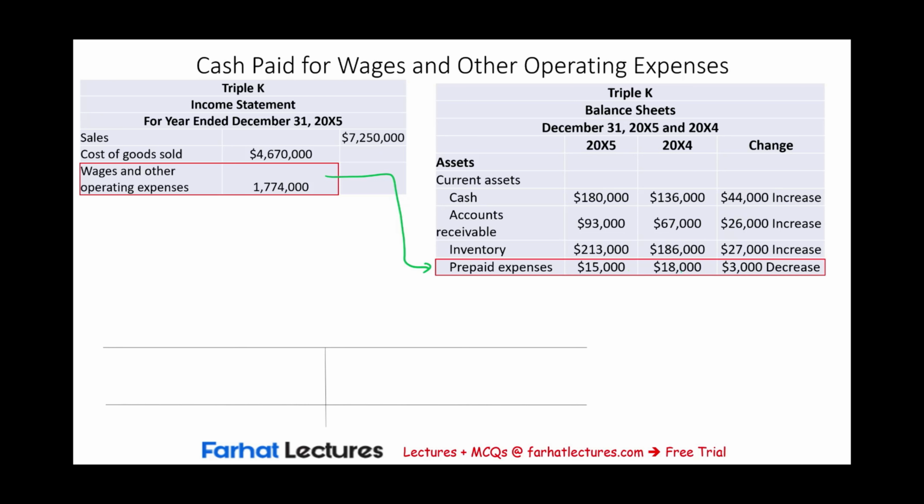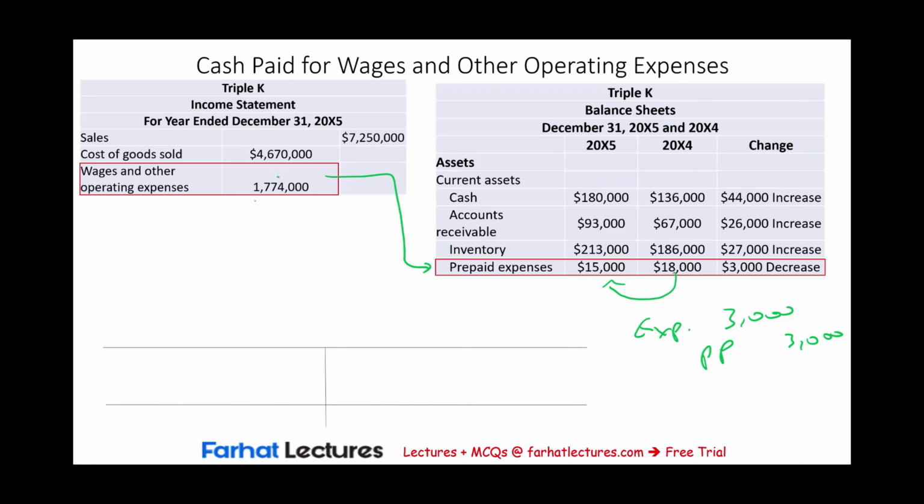They went from 18 to 15. So your prepaid expense went down. Well, let's think about it. What happened when you reduce your prepaid expense? You are consuming the prepaid expense. When they are consumed, you debit expenses and you credit the prepaid. And the difference is how much? 3,000. What does that mean?